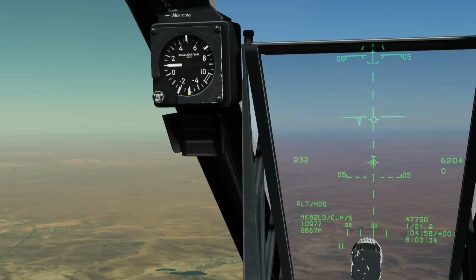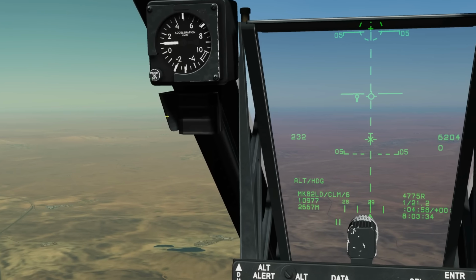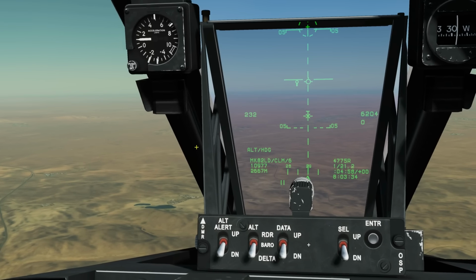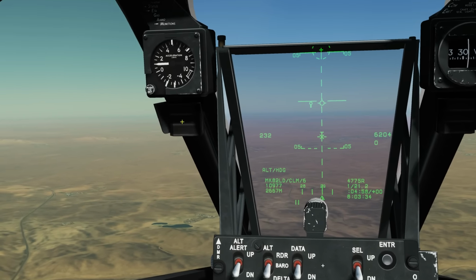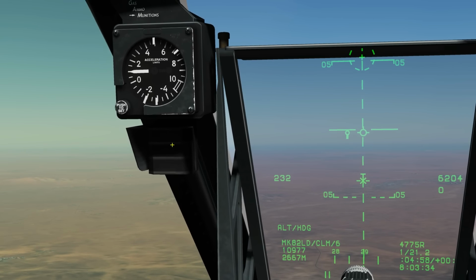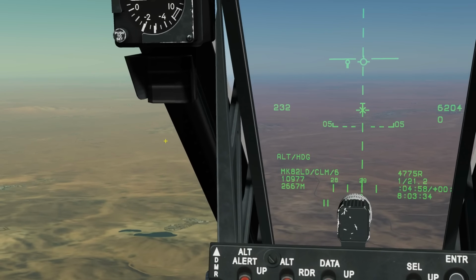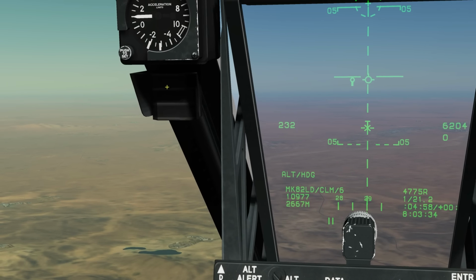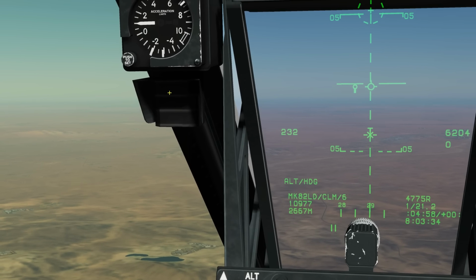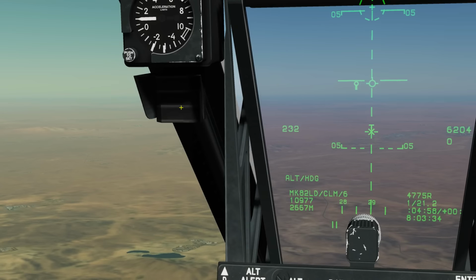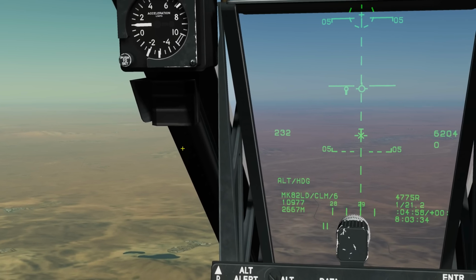Under the accelerometer here we have our angle of attack indexer. This is used, I believe, only on landings. It's just 3 lights. If this middle light is showing, you are on the correct angle of attack for landing. If this one is highlighted, then you are at too high an angle of attack for landing, and this one here, you are at too low an angle of attack for landing.